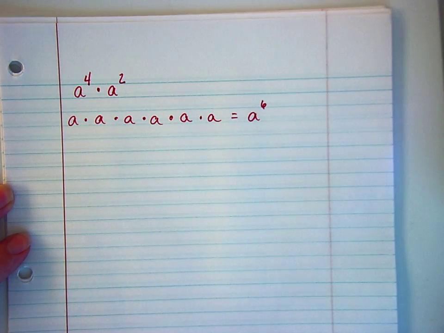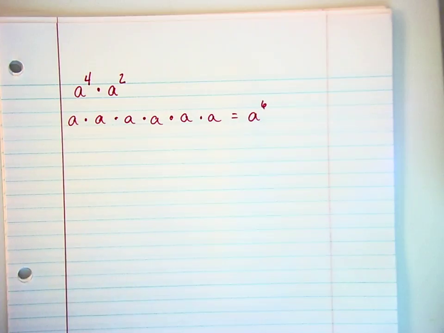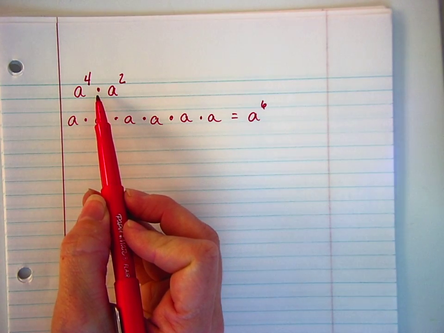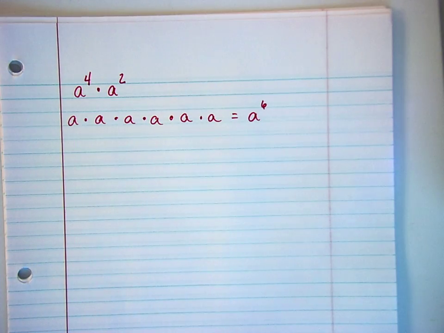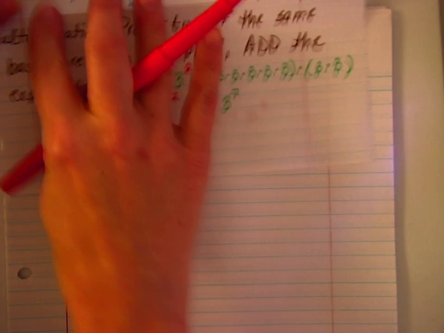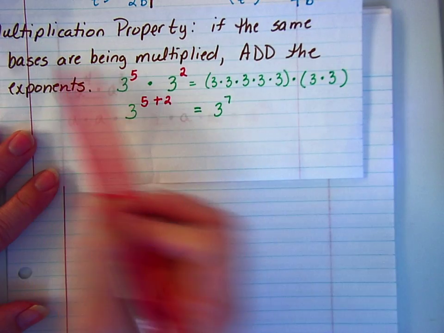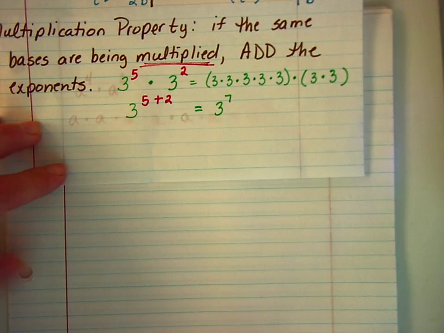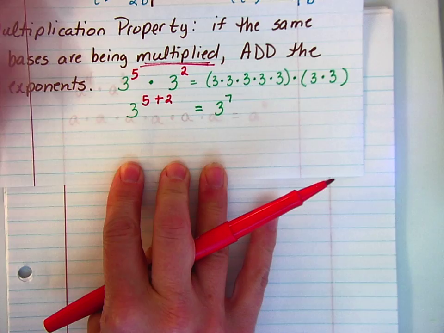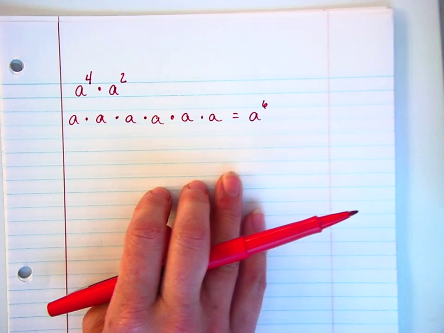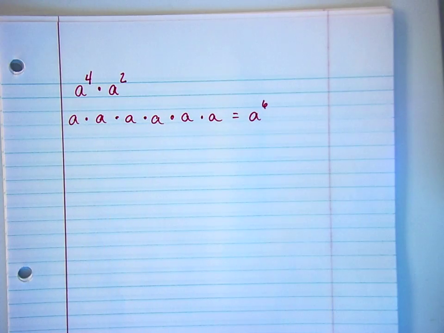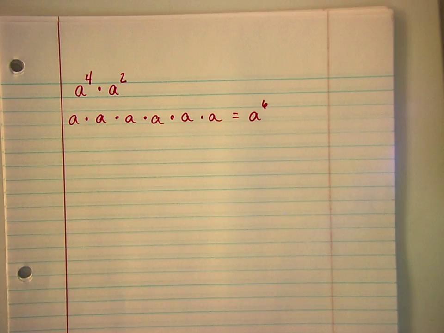Question. So you have a times a times a times a, and then another a times a. How do you get that? There's a multiplication symbol between them. So going back to that rule, the way it's stated, if the same bases are being multiplied. Now, if you see an addition symbol, then you cannot do this. Then this rule does not apply, so you just leave it the way it is. Then we go into combining like terms, and that's going to come up in the future, in the next week or two.